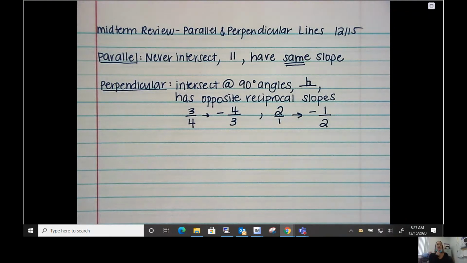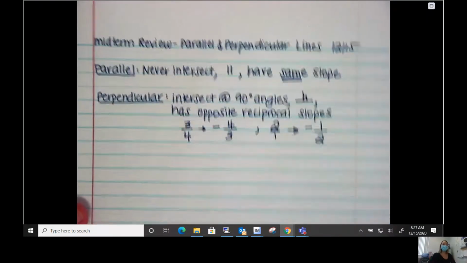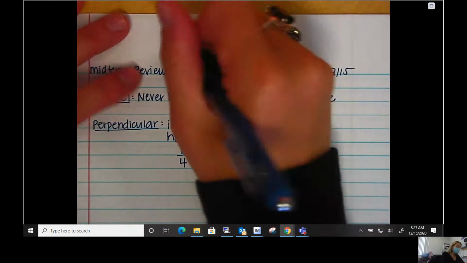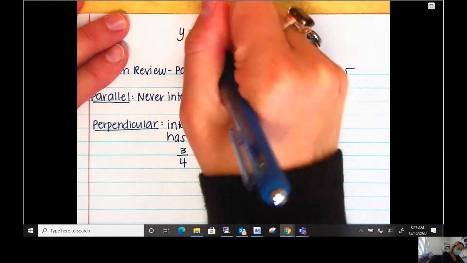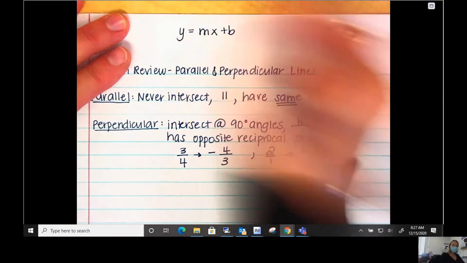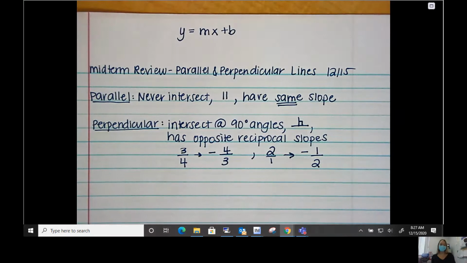Now, when we write an equation of a line, does anybody remember the general form that we write an equation of a line? I'll give you a hint. It starts with y equals. Good. Y equals mx plus b. Hopefully that at least rings a bell. What's a part of that that you remember? Do you remember what the m or the b stands for?